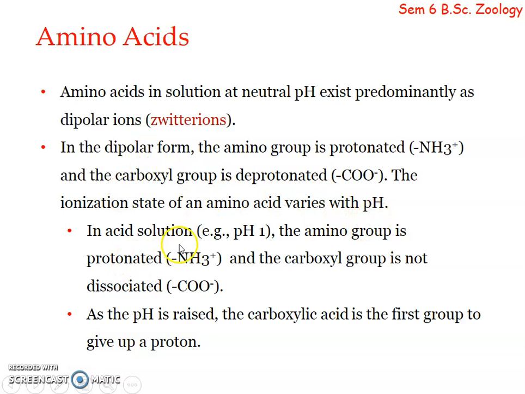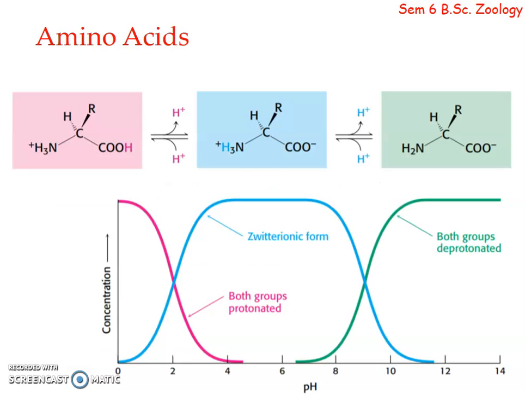So in acidic solution, the amino group is protonated, NH3 plus itself, but the carboxyl group is not dissociated. Instead, it becomes COOH. As the pH is raised, that is, it becomes more and more basic, the carboxylic acid is the first group to give up a proton, and then obviously the ionization state will change.